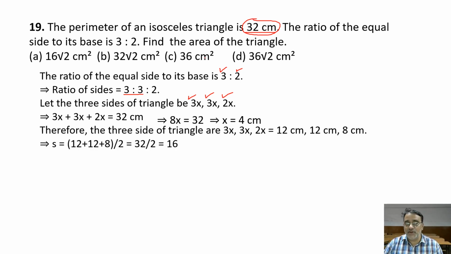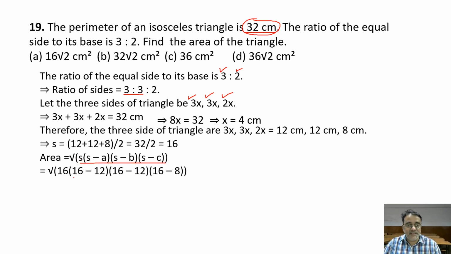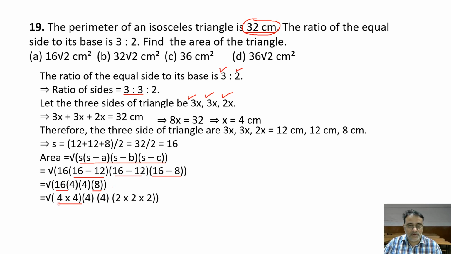Now write the Heron's formula. Substitute all the corresponding values. Now 16 into 4 into 4 into 8, right? 16 को हम लोग लिख सकते हैं 4 into 4, and this we can write 2 into 2 into 2. So all are in pair except 2. So 4 into 4 into 2 into root 2. So we are going to get 32 root 2 centimeter square, and the correct option is B. This is clear? Yes, sir.